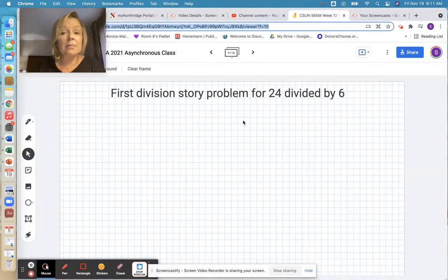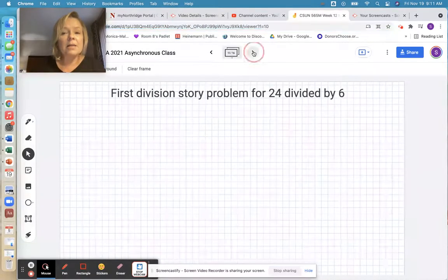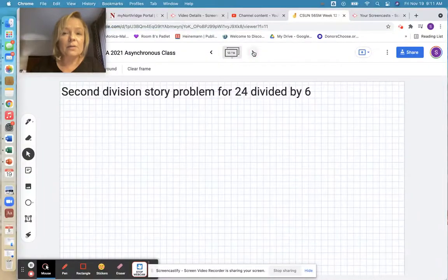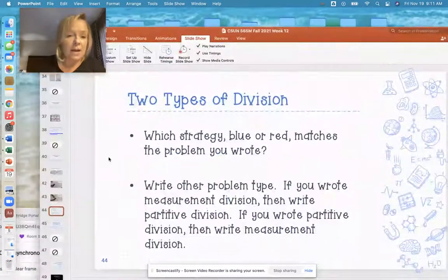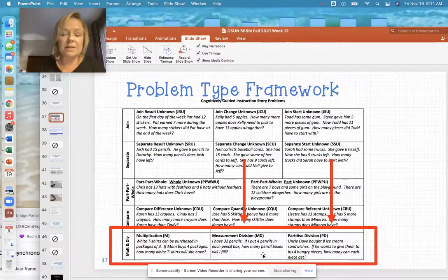So which one matched your first story problem? And then write the alternative one for your second division problem. And of course, you can go back and look at the chart to see the difference in the structure. All right, so is it measurement division or partitive division? You can go ahead and pause the video.